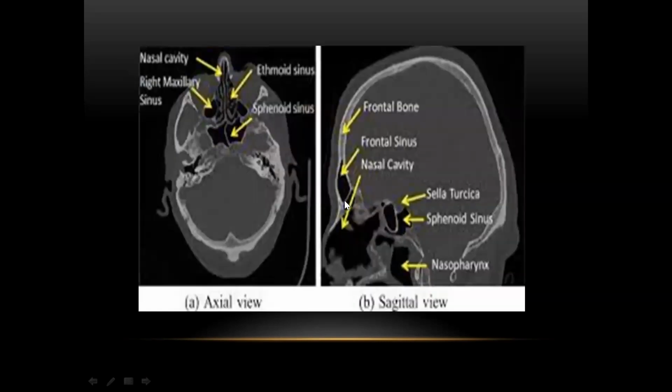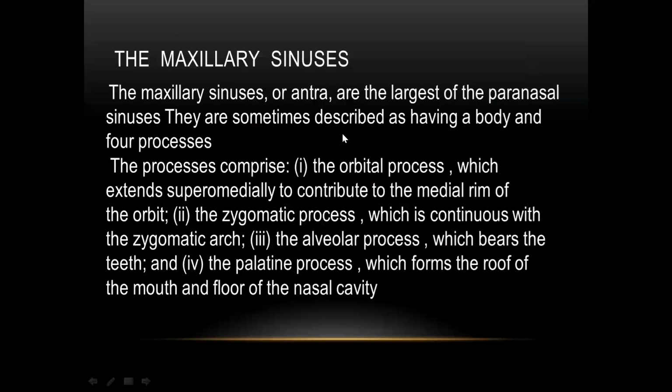Here is another CT scan, showing the frontal sinus and nasal cavity, sphenoid sinus and its relation to the sella turcica, and here it is the nasopharynx. Now, the largest sinus in the skull bone, the maxillary sinus, or what is called the antrum. It is the largest paranasal sinus and sometimes described as having a body and four processes.